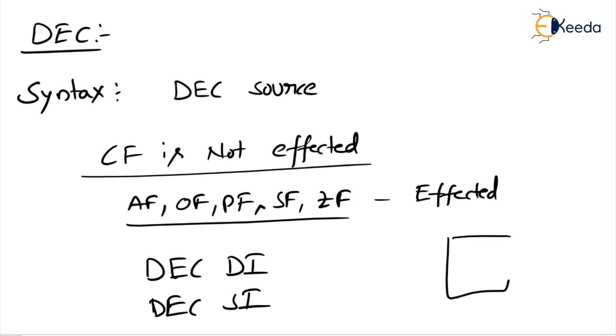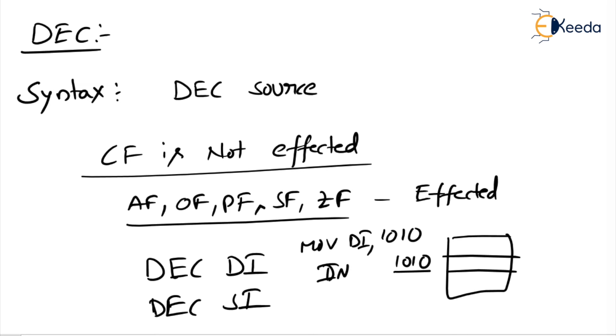So simple. If we want the 1010 location, we give it to DI initially: move DI comma 1010. When you perform decrement DI, what is the output? Decrement DI means it comes to 1009. The location comes to 1009.